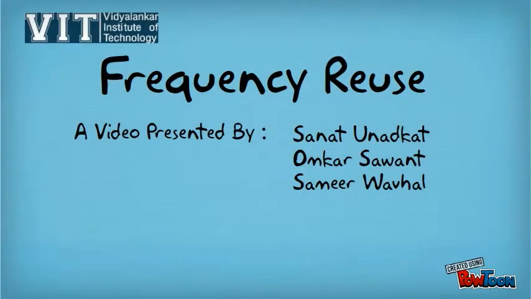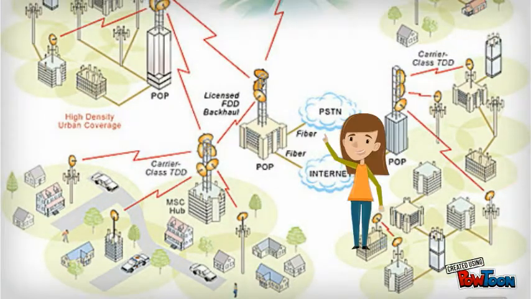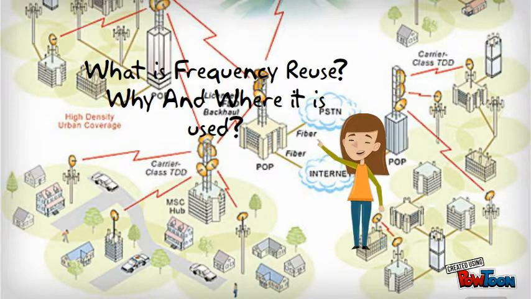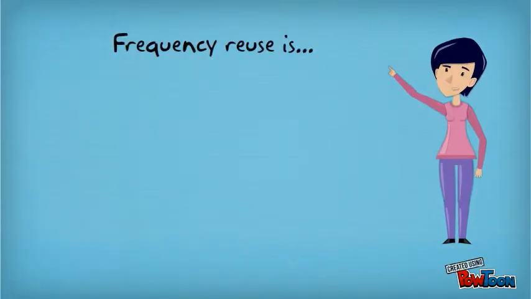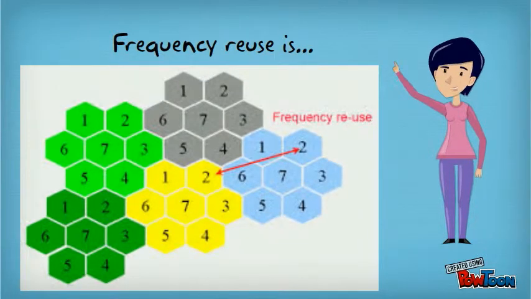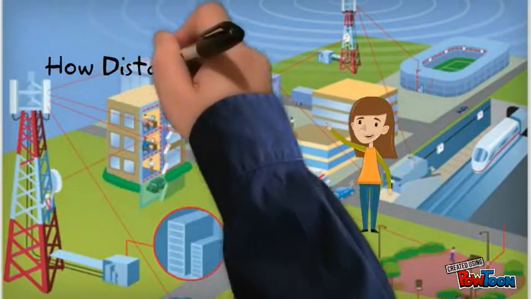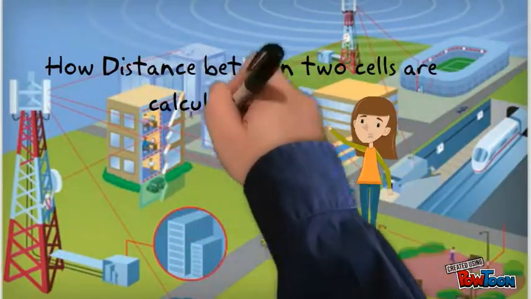Hello everyone, today we are going to discuss a topic called frequency reuse. So the first question that comes to our mind is: what is frequency reuse, and why and where is it used? The design process of selecting and allocating channel groups for all of the cellular base stations is called frequency reuse or frequency planning. May I know how the distance between two cells is calculated?